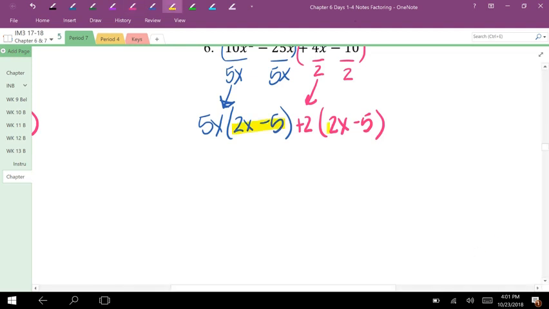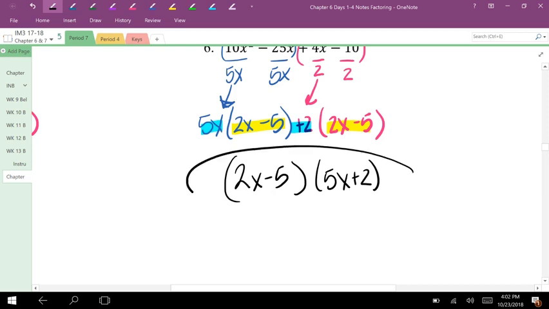So again, here is my common one. It's now my GCF, 2x minus 5. And then the 5x plus 2 is also going to be, because that's what remains when you factor out a 2x minus 5.